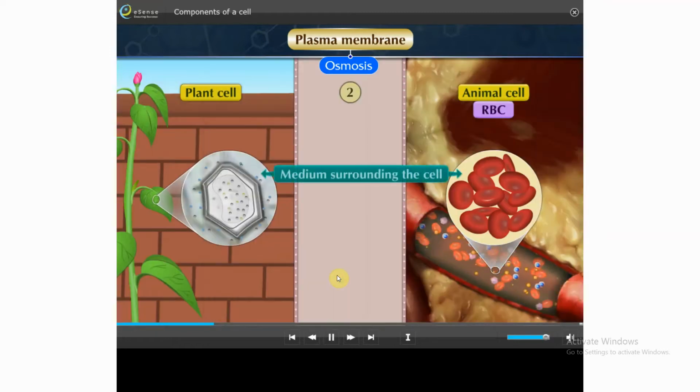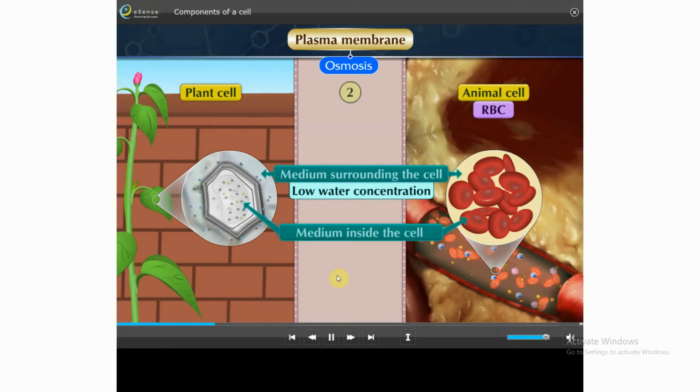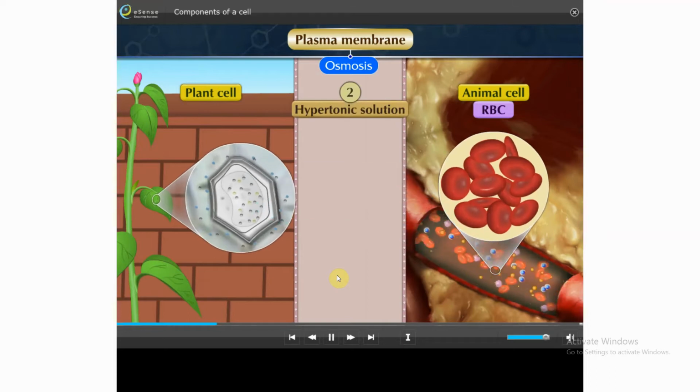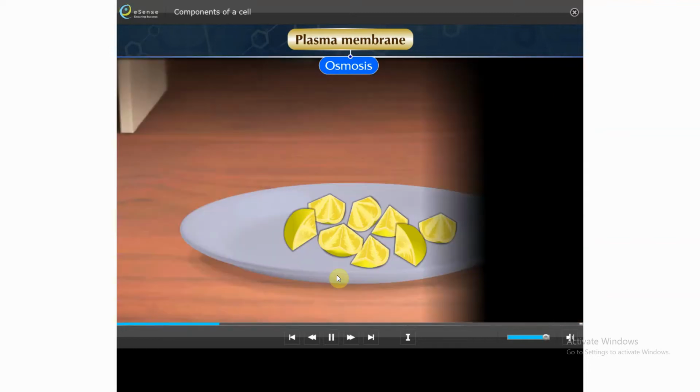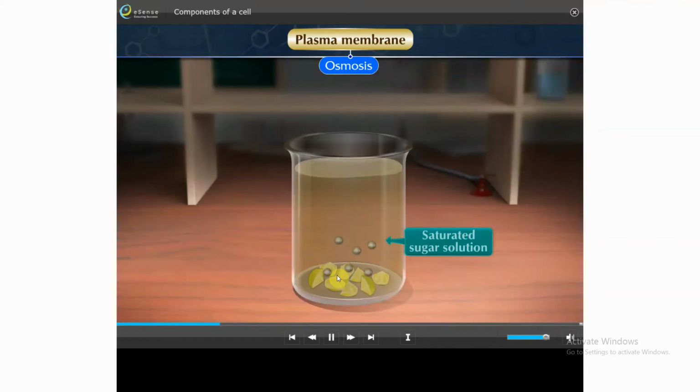When the medium surrounding the cell has lower water concentration than that inside the cell, then such a solution is called hypertonic solution. When a cell is placed in hypertonic solution, the cell has more water than the outside medium, so water comes out of the cell. For example, if fruit pieces are kept in thick saturated sugar solution, the water from the fruit pieces enters the sugar solution. Therefore, the fruit pieces shrink after a while.